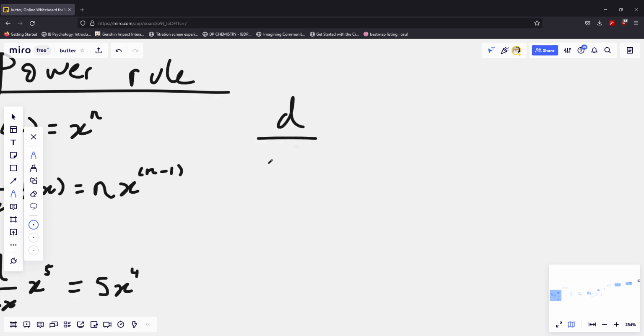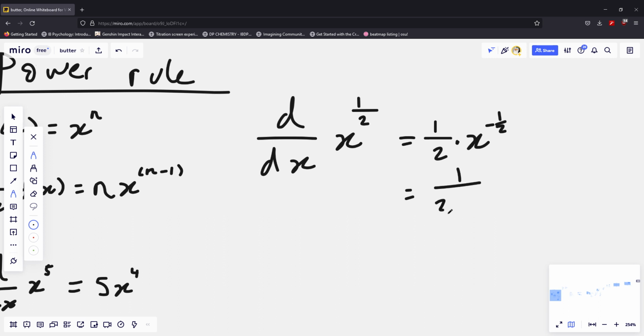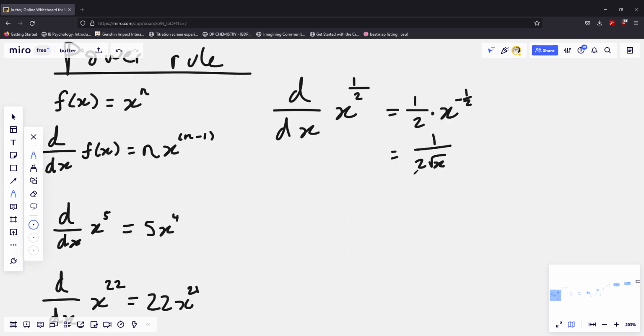This actually works with non-integer powers too, and negative ones. This is really a versatile rule. If I had x to the power of, say, a half, which is also the equivalent of the square root of x, what is this? The 1/2 becomes the coefficient: 1/2 times x to the power of negative 1/2. If you wanted to write this out, this would be 1 over 2 root x. So that's cool, it works with fractional exponents.